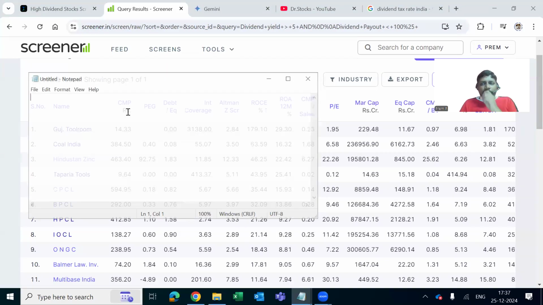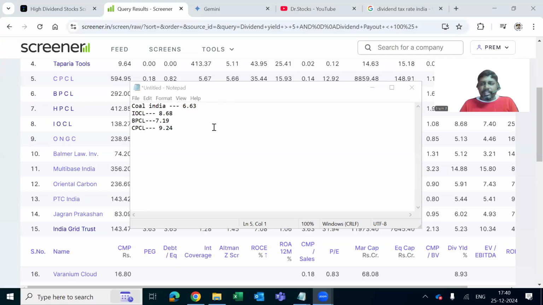Okay, now I have taken the complete list here. These are the stocks and how much percentage each is giving. These are the dividend yield percentages for different companies. The majority are oil marketing companies, followed by Coal India. That is what we have as of now.